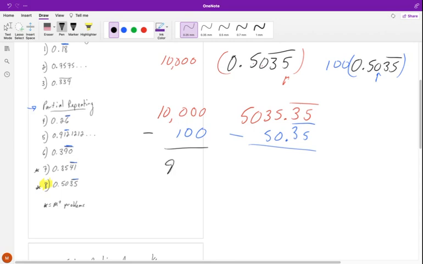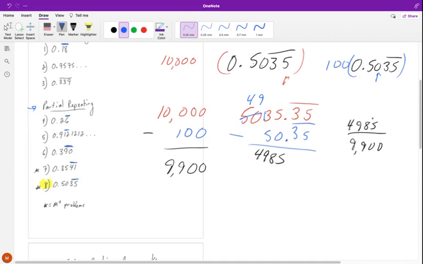So this then gives me 9,900, and this one gives me 4,985. We can then say 5 minus 0 is 5. We can't do 3 minus 5, so we'll borrow from 50 and make it 49, and that gives me 13. That gives me 13 minus 5 is 8, and then we have the 49. All right, then we create our fraction of 4985 over 9900.